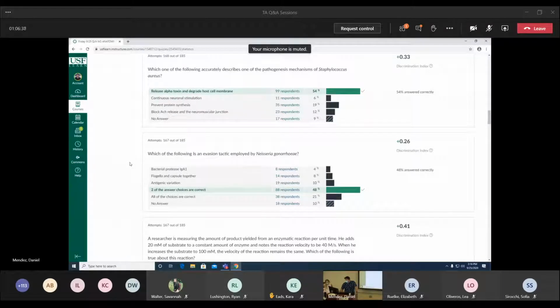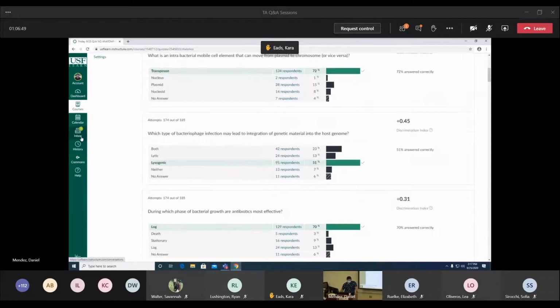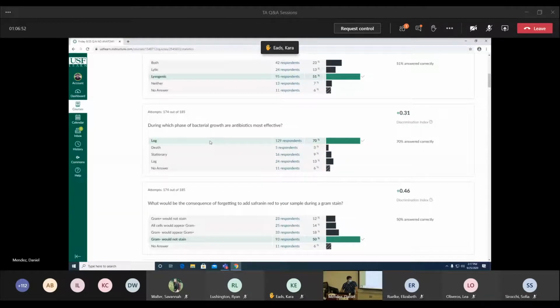Does anyone have any questions regarding mine? Yes. Could you repeat your explanation for question 3, which details which phase of bacterial growth are antibiotics most effective? This one? Okay, so the good majority of our antibiotics, we should remember by studying them, are going to be bacteriostatic. There's very few bactericidal. So like your penicillin, that's going to be a bactericidal, but most of them are going to be bacteriostatic. The definition of bacteriostatic being that it stops bacterial growth, right?